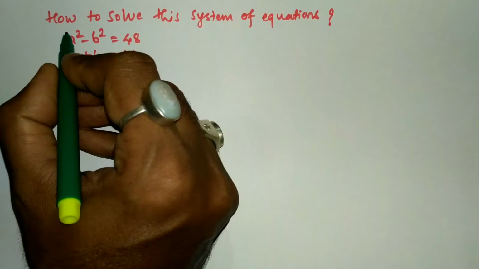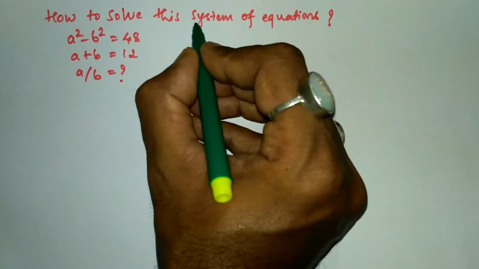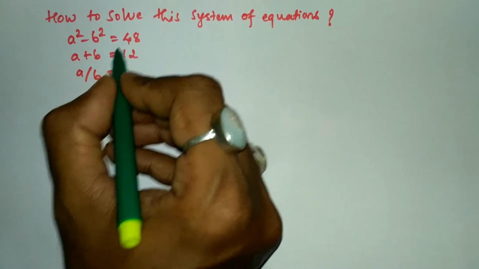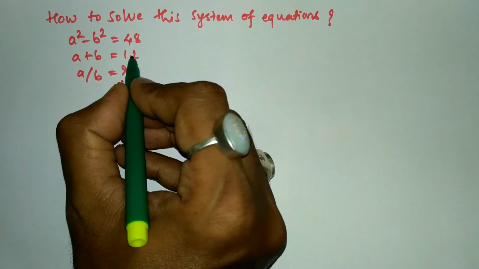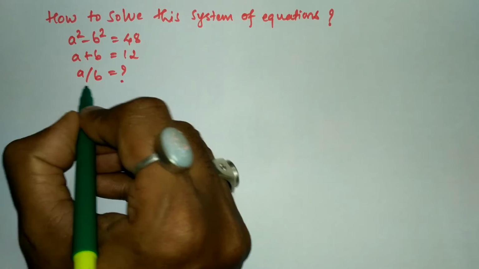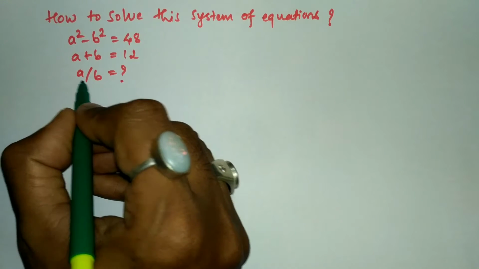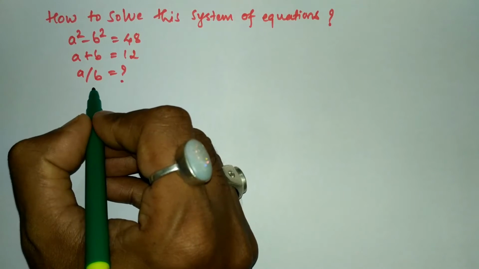In this video, we are going to study how to solve this system of equations. a² - b² = 48, a + b = 12. We need to find a divided by b is equal to what? Before that, we need to find out the value for both a and b.